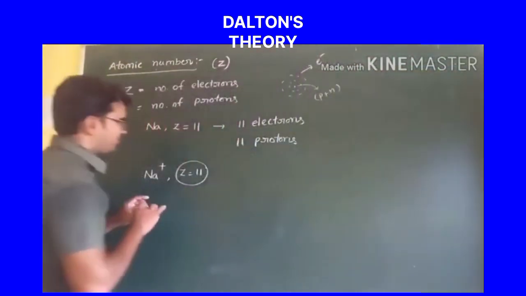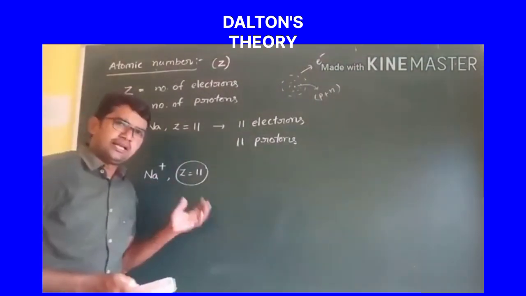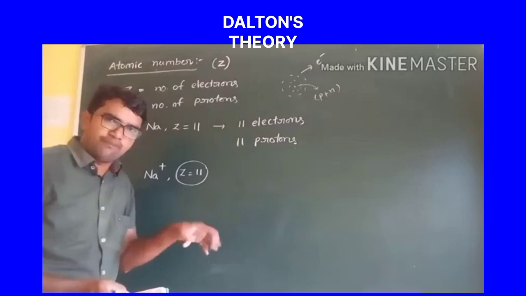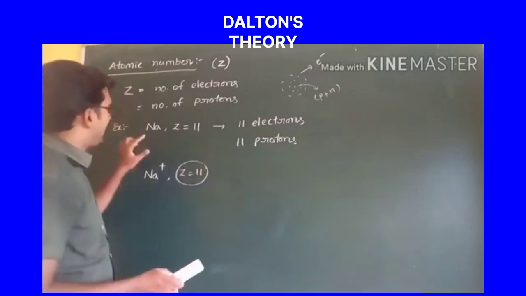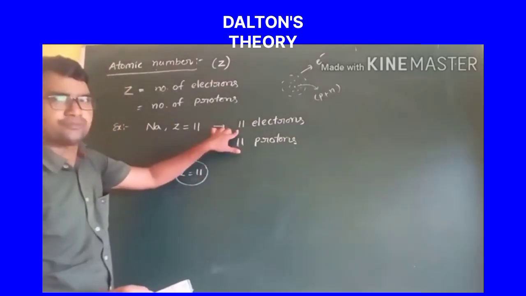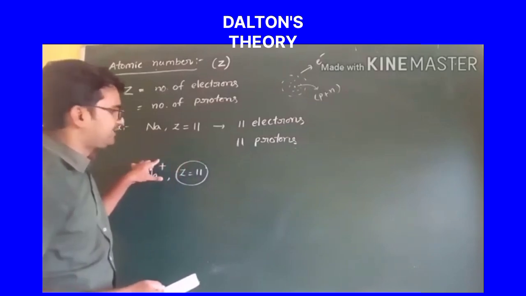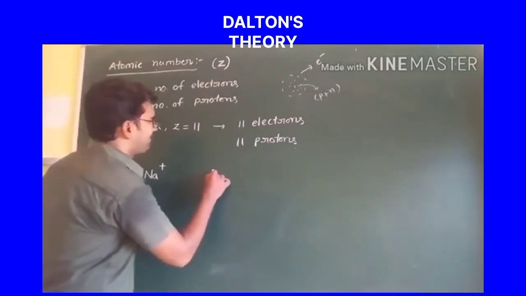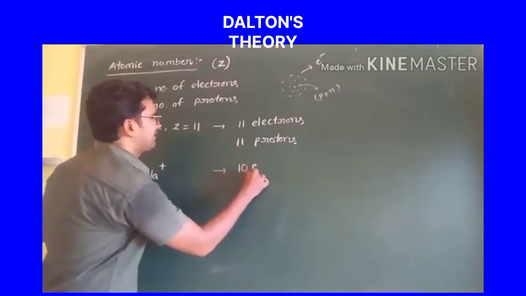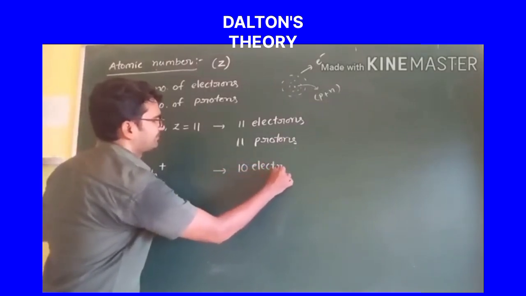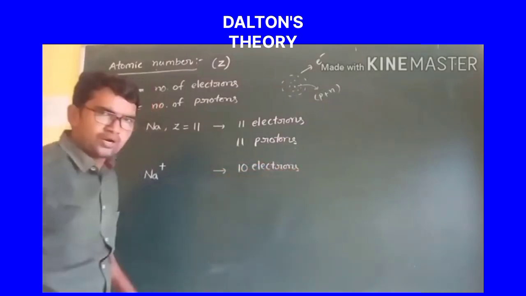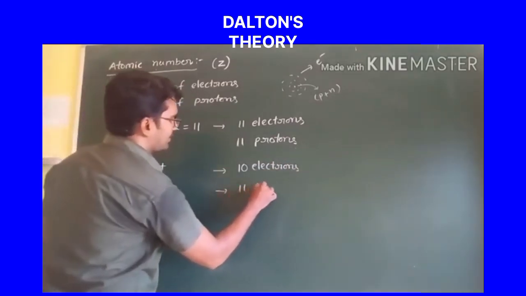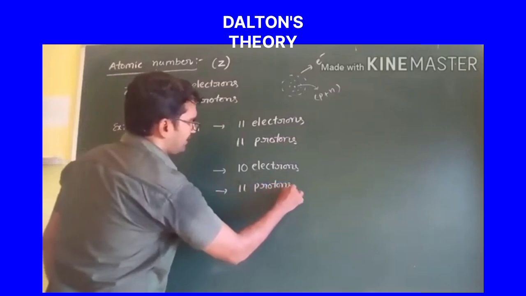So don't write Z is equal to 11. Actually, Na plus is formed from Na. Initially Na contains 11 electrons, but Na plus means it lost 1 electron. So Na plus contains only 10 electrons. What about protons? Protons are the same, 11 protons. Sir, what is the reason, sir?